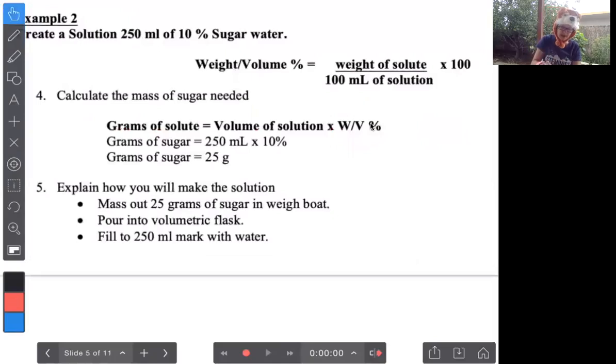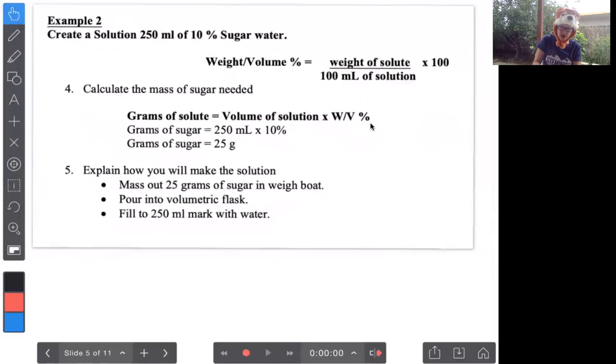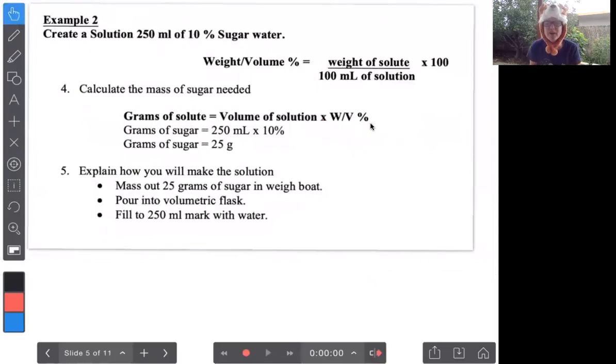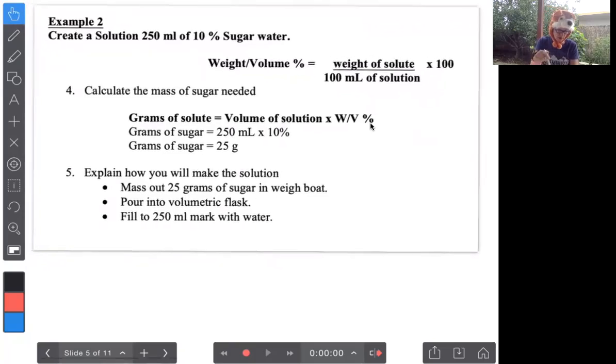But what if we throw something else at you? What if we're not making 100 mils? We can use a formula. Weight per volume percent: 10% weight per volume is the weight of the solute, so this would be the grams, over 100 mil of solution, and then times 100.